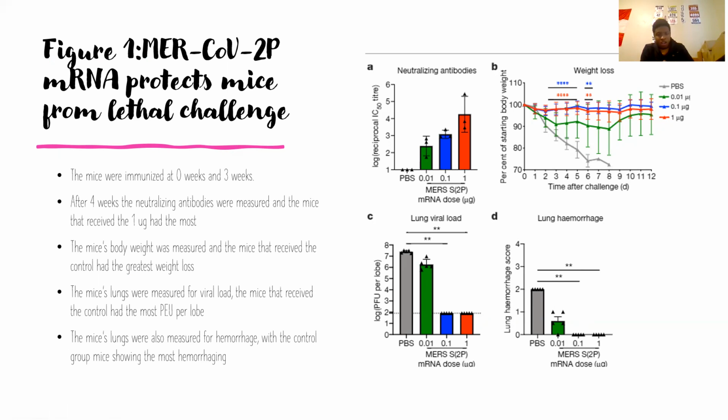With the lung viral load that is measured, the mice that received the control had the most PFU per lobe out of the different groups. If you look at the mice's lungs measured for hemorrhaging, the group of mice that received the control had the most amount of hemorrhaging.